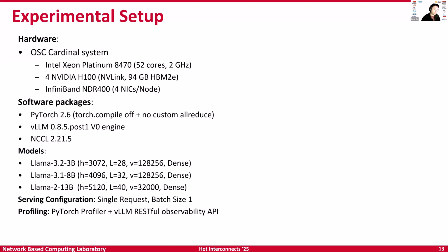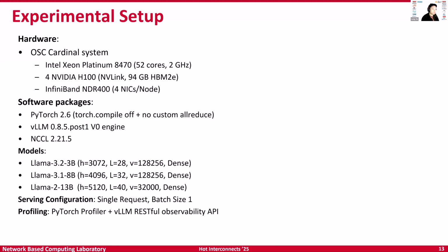For software packages, we are using PyTorch 2.6. We turned off torch.compile. We allow eager execution, and we allow no custom all-reduce implementations, both from PyTorch and from vLLM.